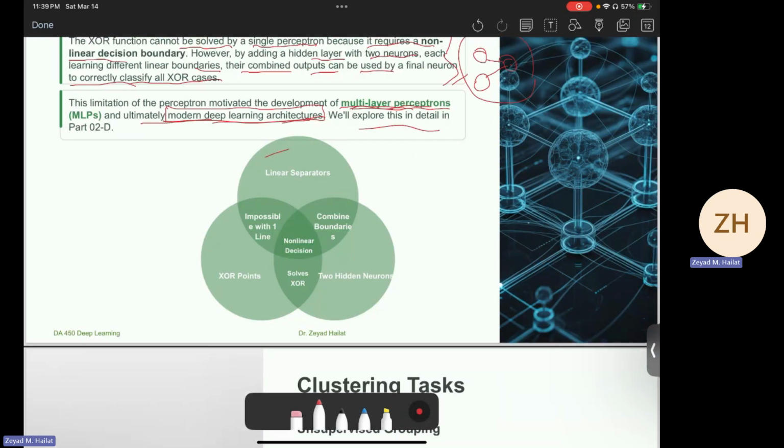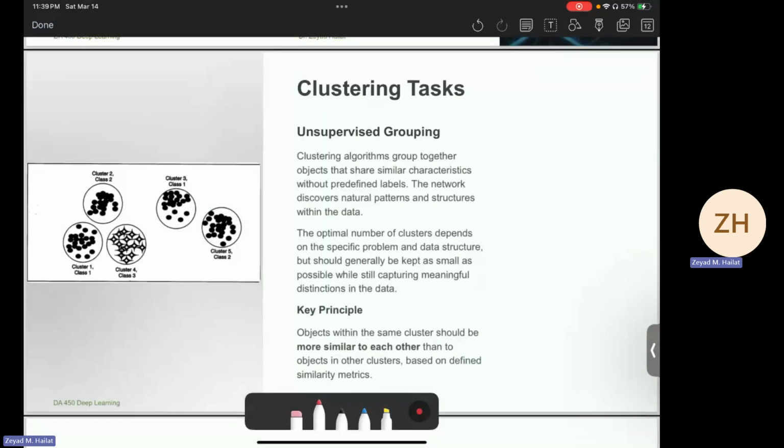Now we have a linear separator, which we learned about, for example, as a simple line or simple hyperplane. Two hidden neurons are learning much more complicated patterns. The XOR points are much more complicated. So in the middle we do have some other types of models that we can also learn. That was about classification or supervised learning. Let's look at clustering or unsupervised learning.